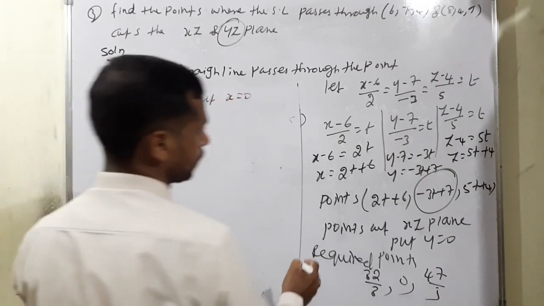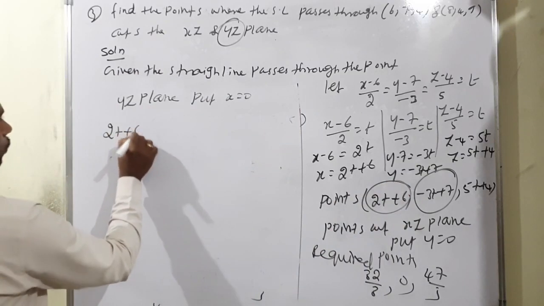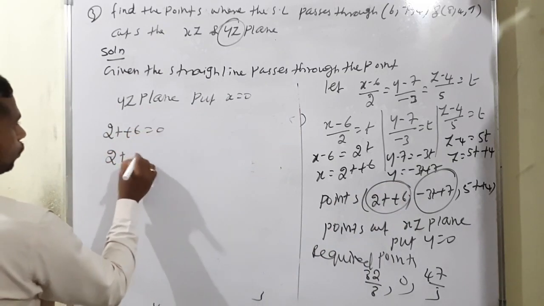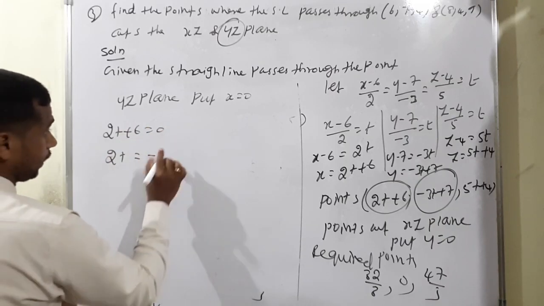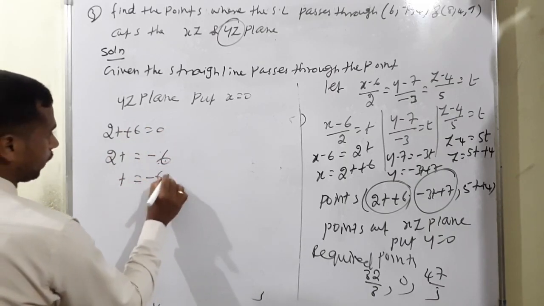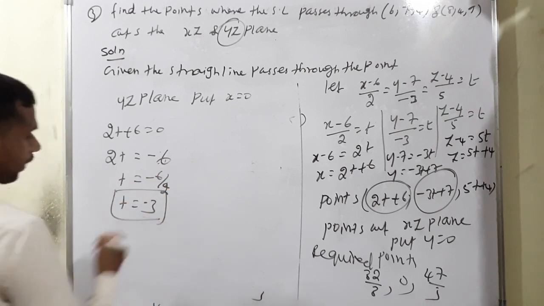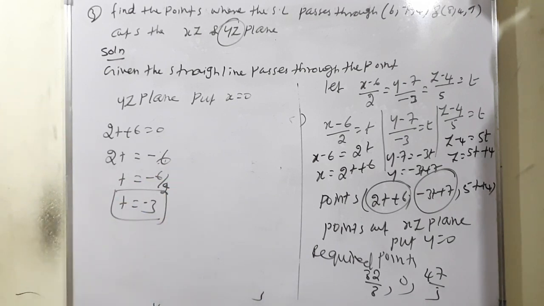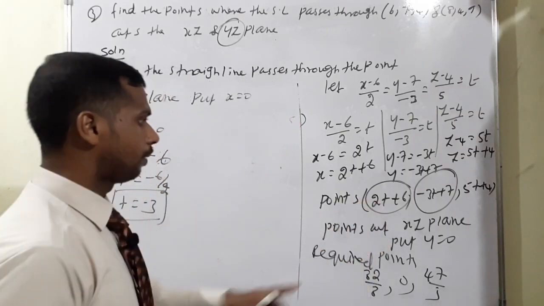x is equal to 0 means the first condition, 2t plus 6 is equal to 0. Therefore 2t is equal to minus 6, bringing the 6 to the opposite side. Therefore t is equal to minus 6 by 2, so t is equal to minus 3. This is not a fraction, only a whole number, isn't it? So t is equal to negative 3. Negative number is there. Therefore, one by one we can apply. Definitely the first term, x term, will be 0.